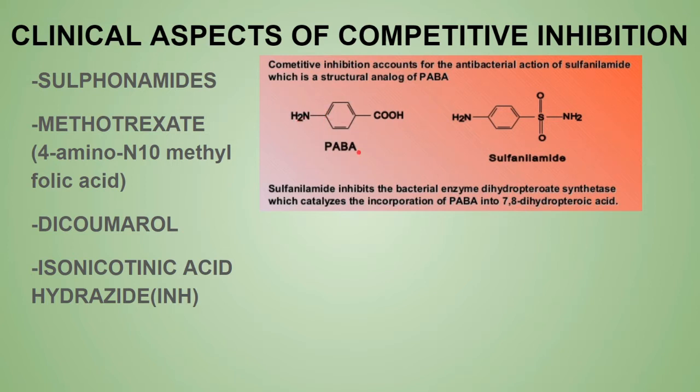While the sulfa drugs, the sulfonamides, are structural analogs of PABA, having almost the same structure, as you can see, as PABA. So they will competitively inhibit PABA and will inhibit the formation of folic acid, and by this the bacteria will die.